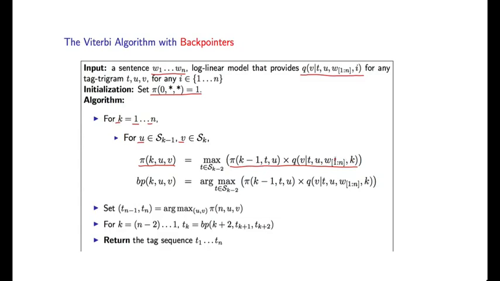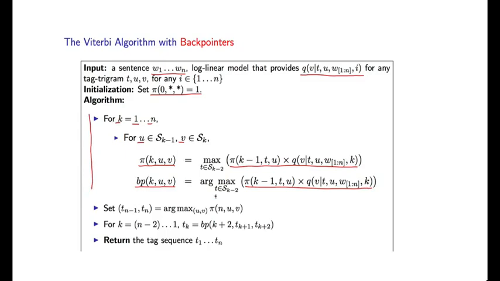As before, I keep track of back pointers for every k, u, v triple, which just record the argmax, that is the tag t, that actually achieves this maximum. So that's the main body of the algorithm.